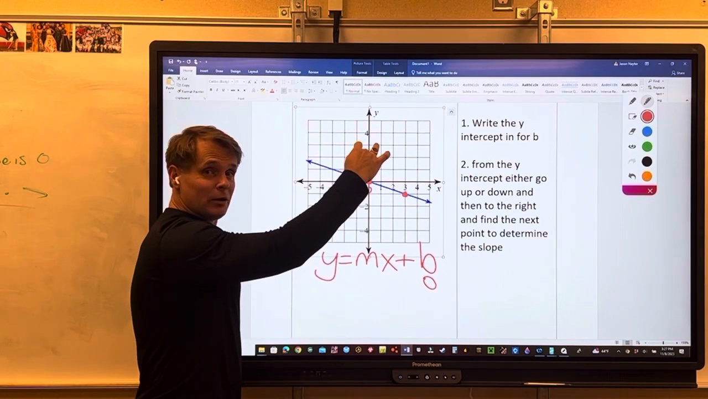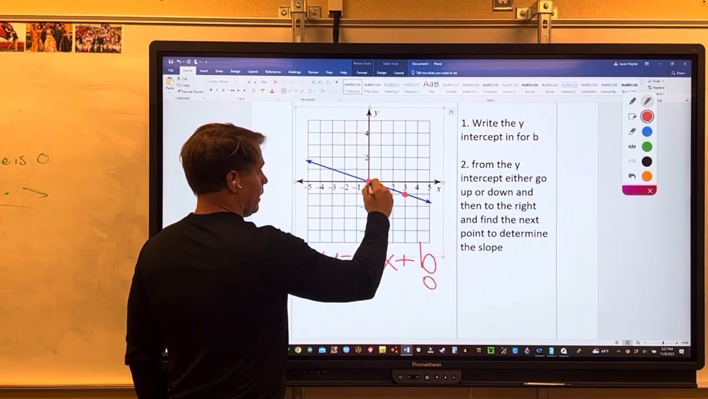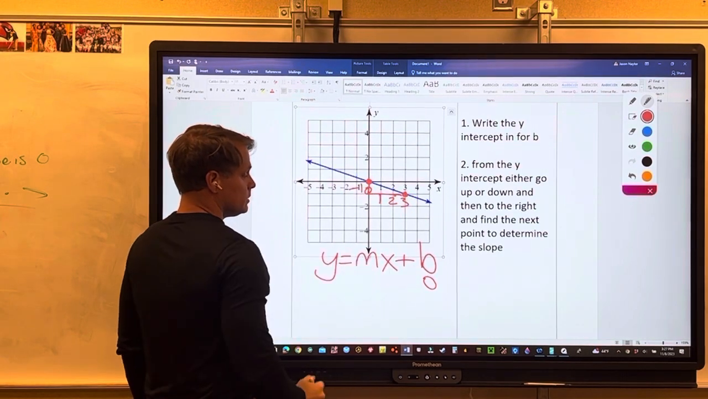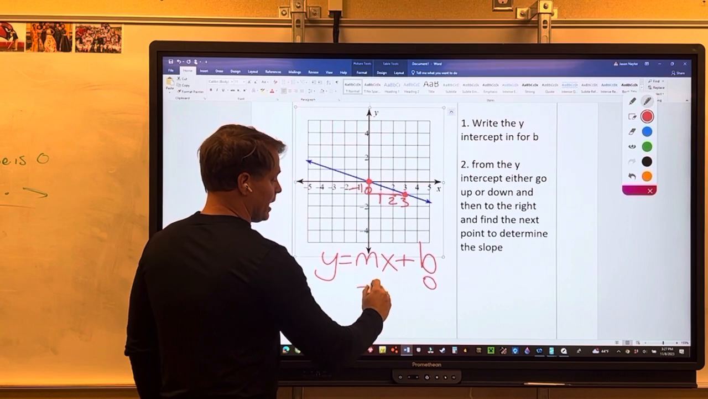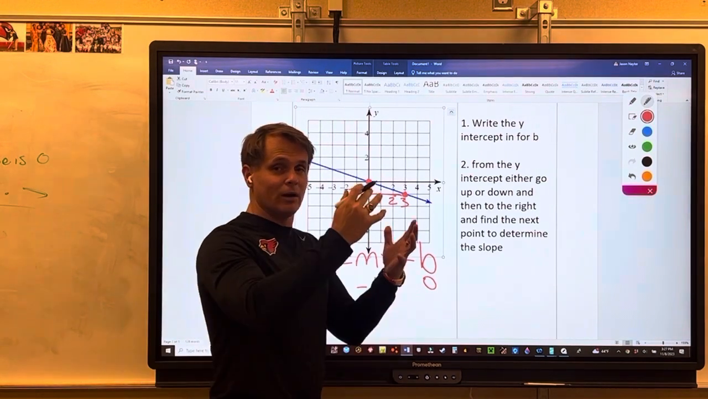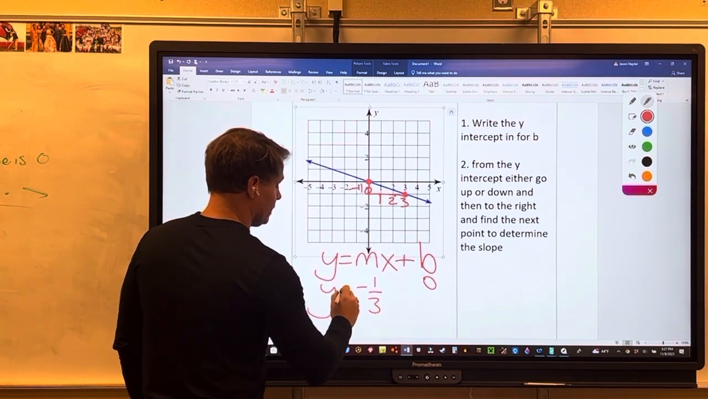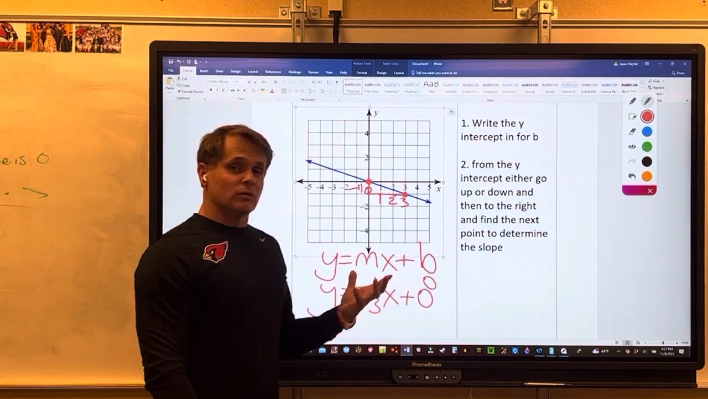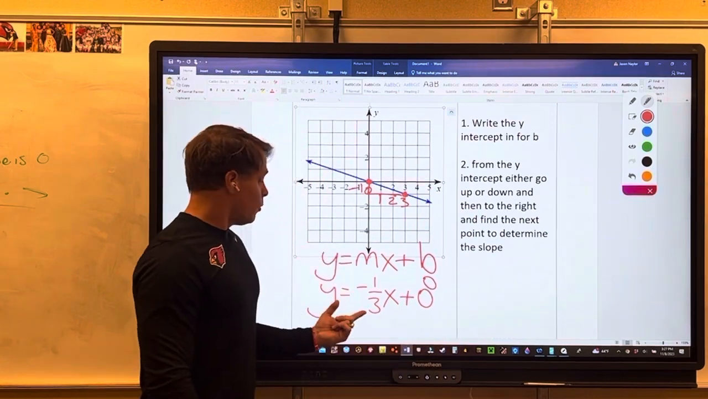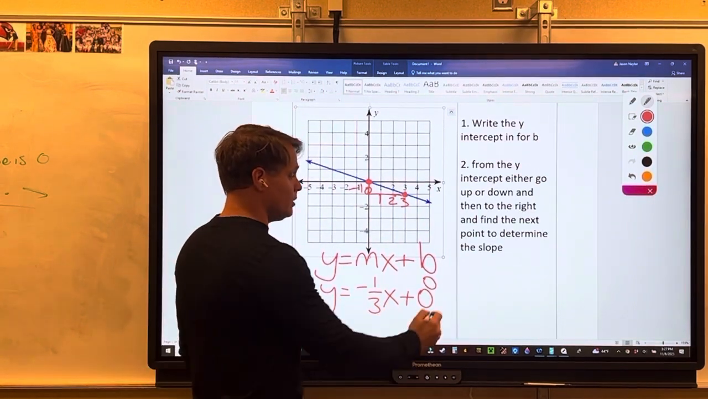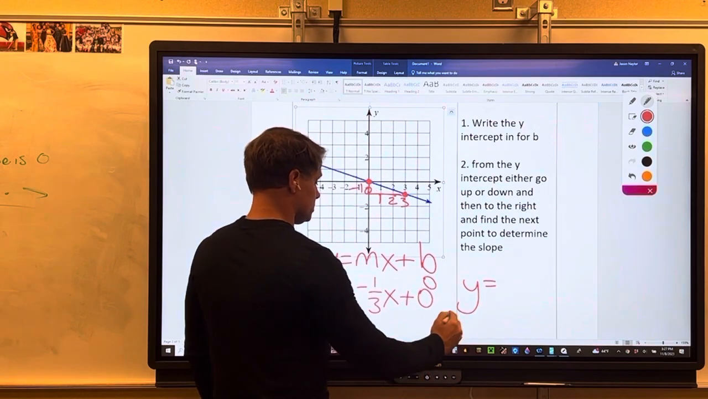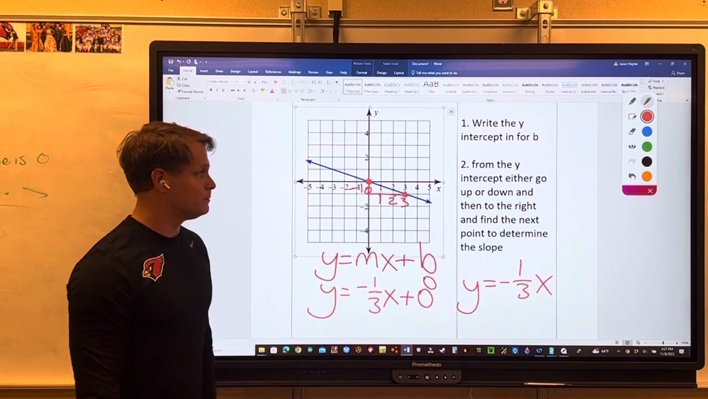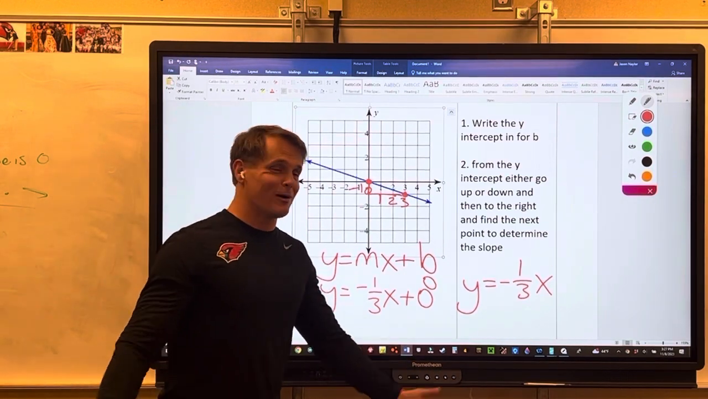So the rise, I'm going to go down 1. And then I'm going to go over 1, 2, 3. So the slope is going to be -1 over 3 because I went down 1. So y equals -1/3 x plus 0. Now, if we're going to simplify this answer, we don't have to write the plus 0 there. We could always write y equals -1/3 x as our answer. Let's take a look at another one.